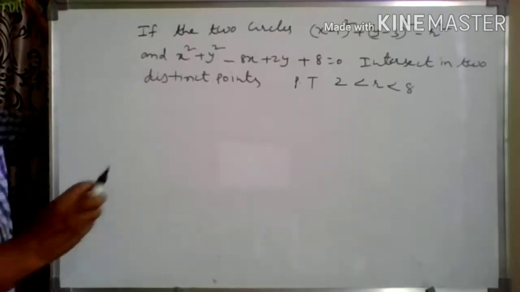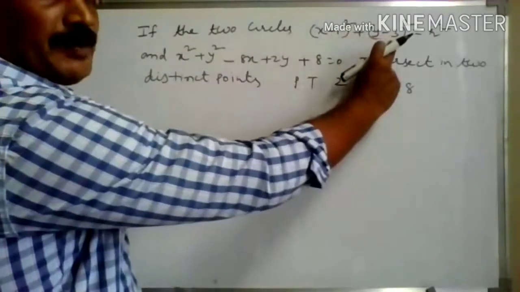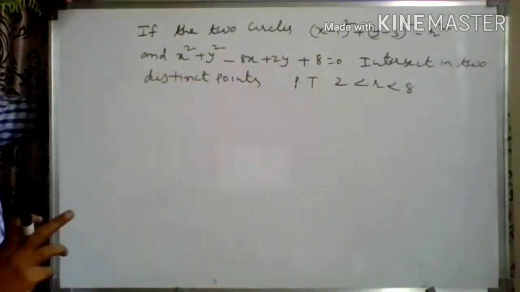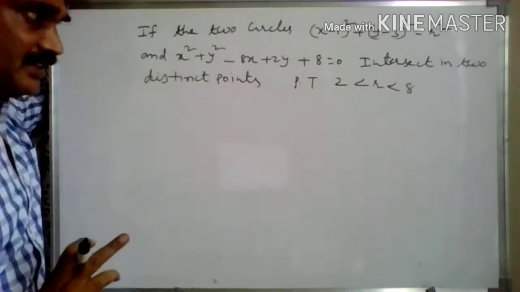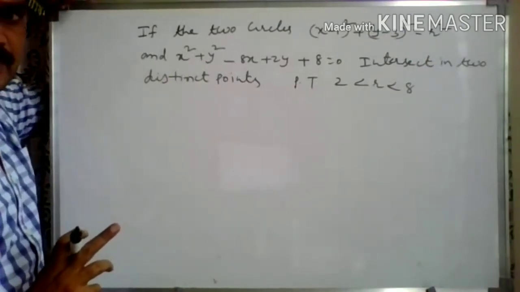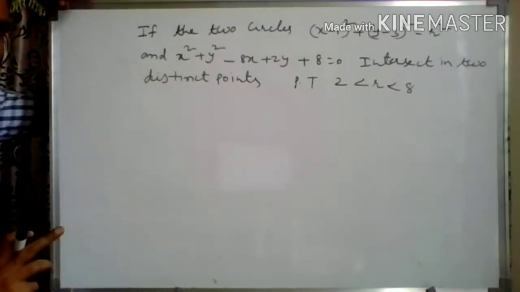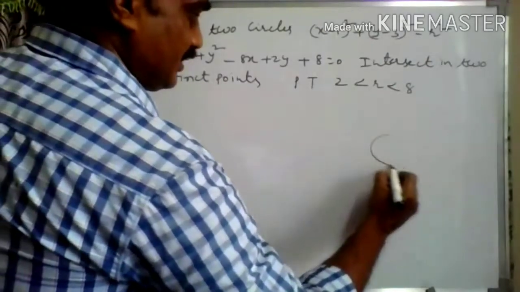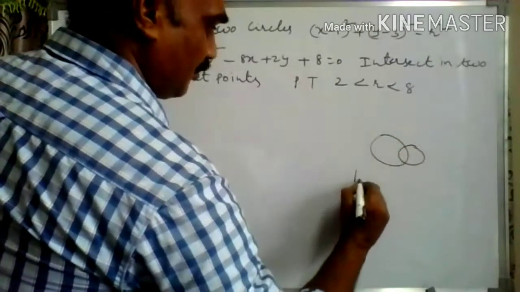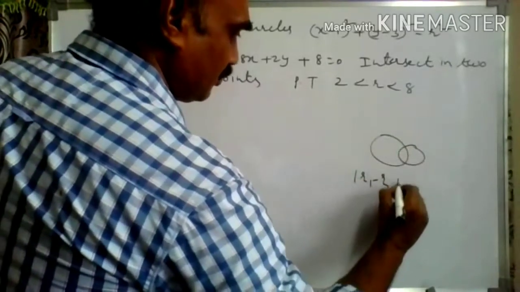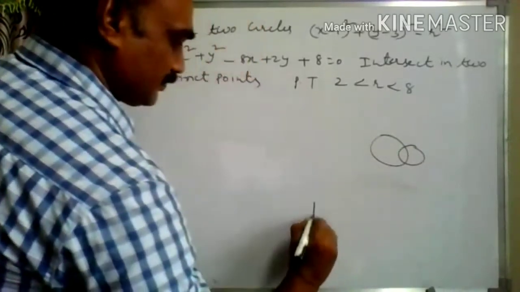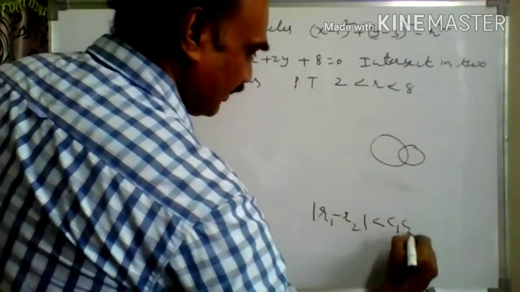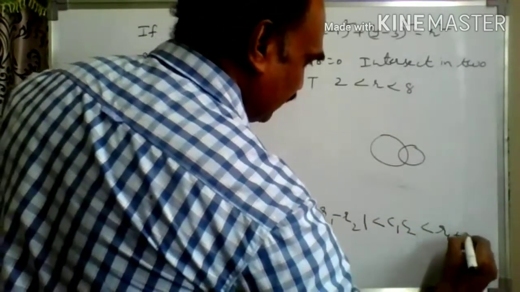Next, if the two circles (x minus 1) whole square plus (y minus 3) whole square is equal to r square, and x square plus y square minus 8x plus 2y plus 8 is equal to 0, intersect in two distinct points, prove that 2 is less than r is less than 8. Two circles intersect each other, the condition is mod of r1 minus r2 is less than c1 c2 is less than r1 plus r2.